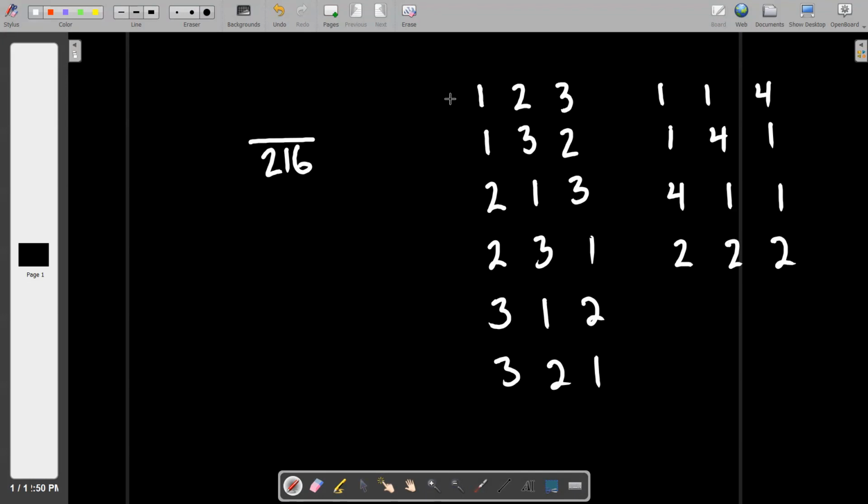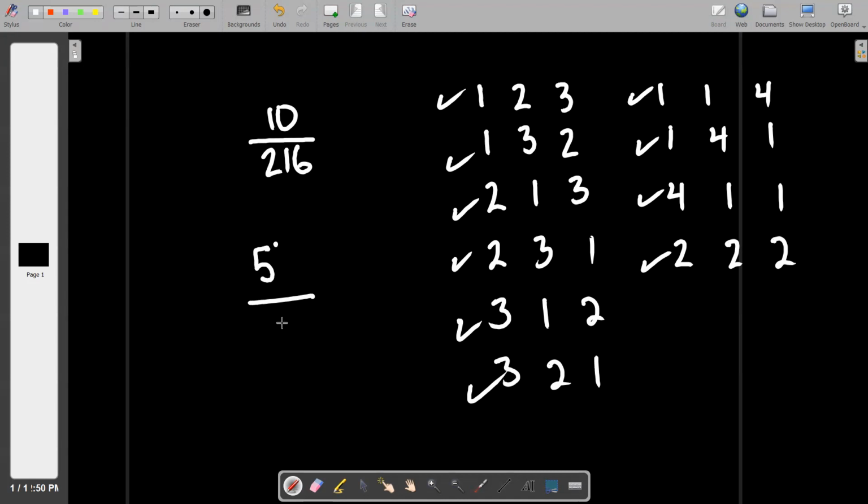So when you add them all up, there's 1, 2, 3, 4, 5, 6, 7, 8, 9, 10. And then you just reduce that down and it comes down to, if you divide them both by 2, you get 5 over 108. So that's that. That's number 28. We hadn't finished it yesterday.